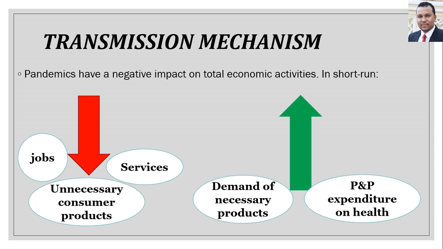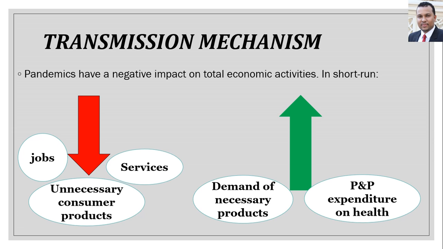So the transmission mechanism for COVID-19, we talk about 2 inverse directions. Direction number 1: there is a drop in jobs, damage in the services sector, and a decrease in the demand for unnecessary consumer products. Unnecessary consumer products like luxury products have negative demand. On the other hand, there is an increase in the demand for necessary products. Examples are medical care products like the face mask. There is an increase in the demand for necessary products like grocery products and medical care products.